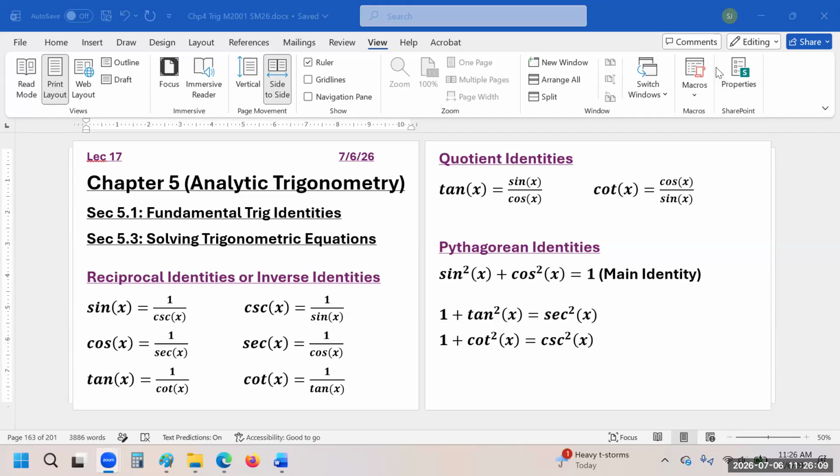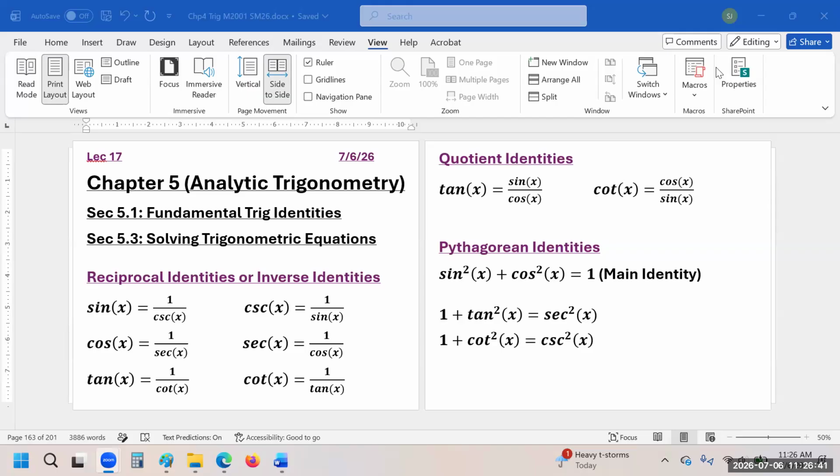So in section 5.1, they talk about all identities. And then in 5.3, it's about solving trigonometric equations. So there are the first 8 identities you already know. The first 6 are called reciprocal identities or inverse identities. And then we have next the quotient identities, where we write tangent and cotangent in terms of sine and cosine.